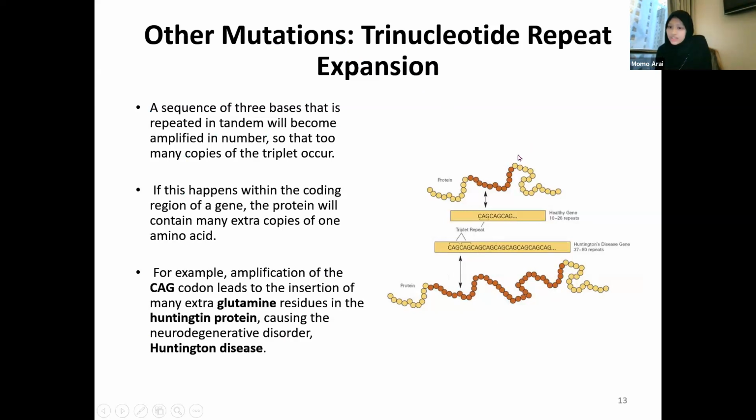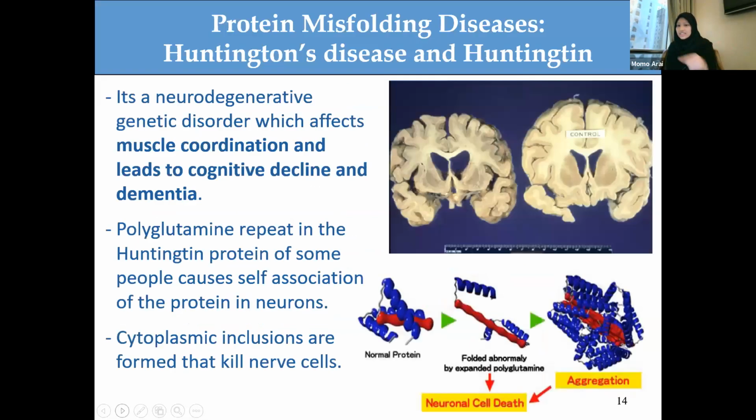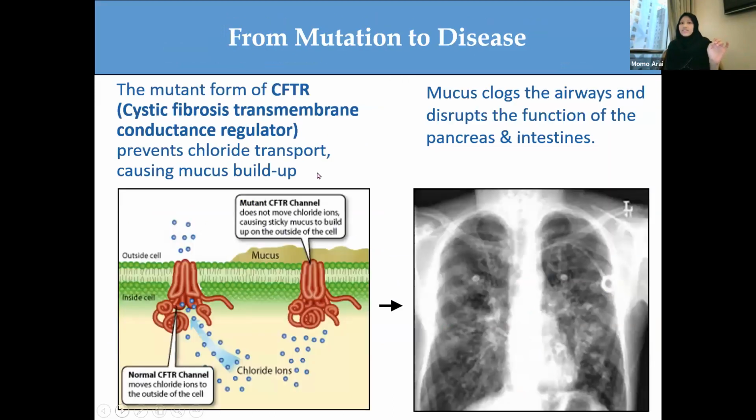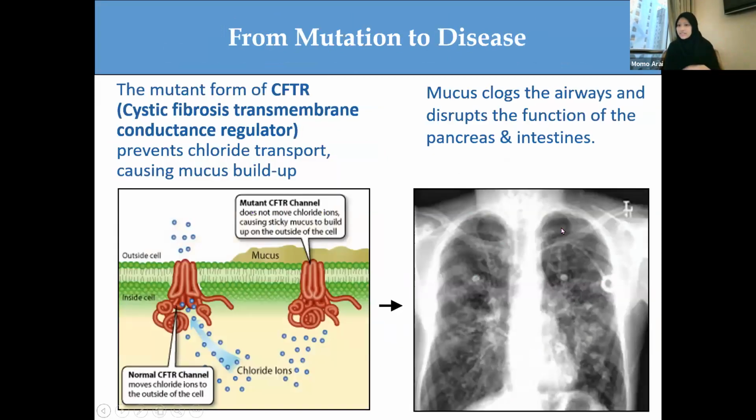Okay, so normally chloride exits the cell through CFTR. Just because I'm moving between the diseases: sickle cell anemia is again a point mutation. Huntington is where you add a lot, so it's a repeat expansion of glutamine. And then CFTR is deletion, so you're deleting a whole amino acid, which is phenylalanine, something completely different.